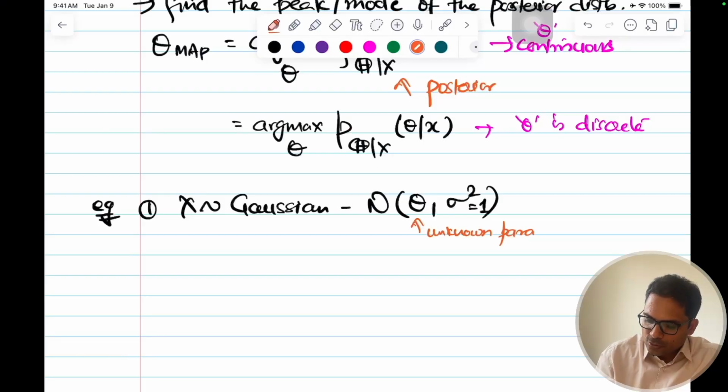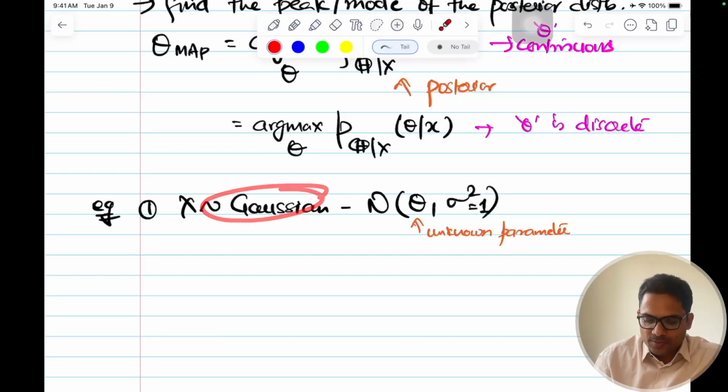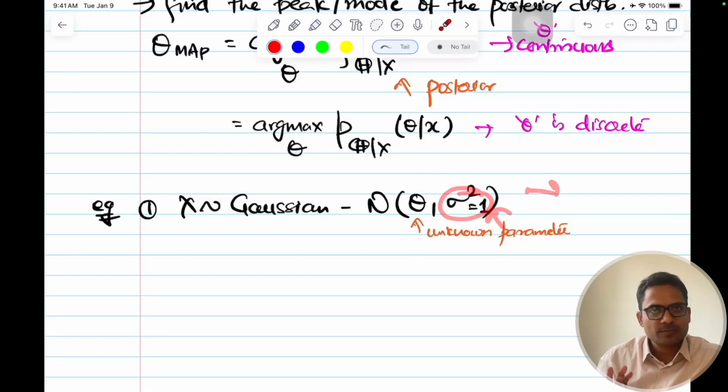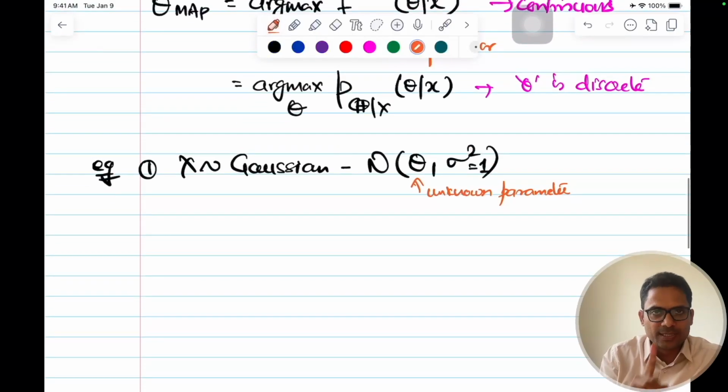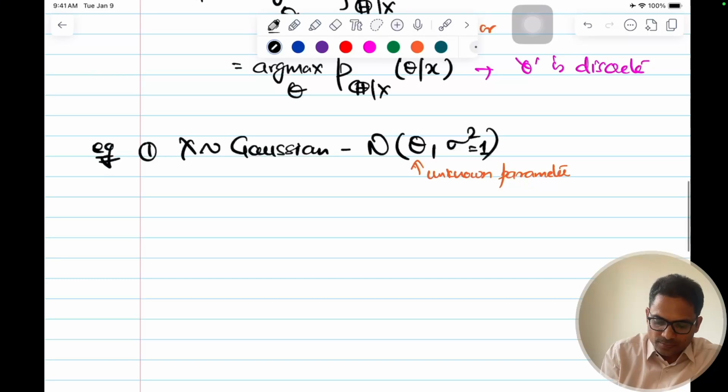This is the unknown parameter. So we know that the data is coming from a Gaussian, but we don't know the mean. This is the mean of the Gaussian. But we know the variance. Variance is 1. To make the problem simple, we will estimate only one parameter. So let's move on.